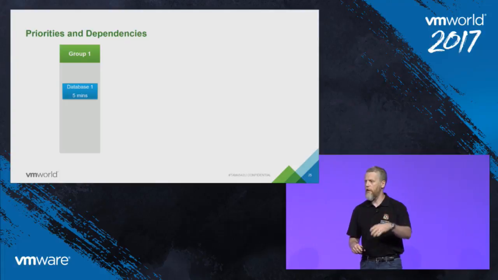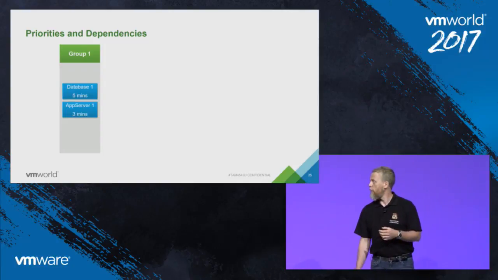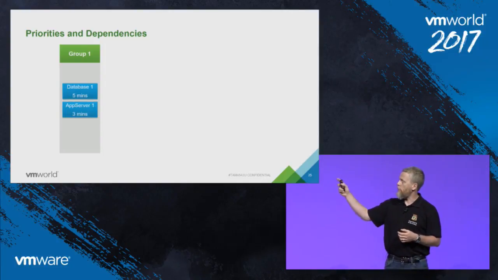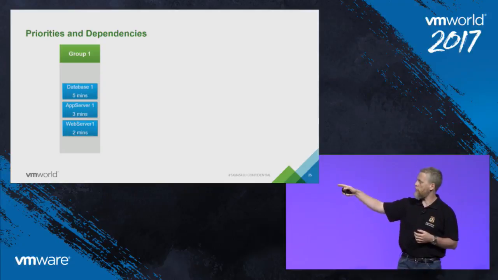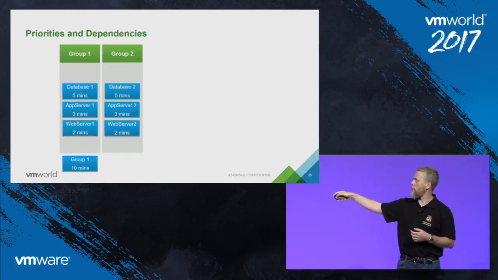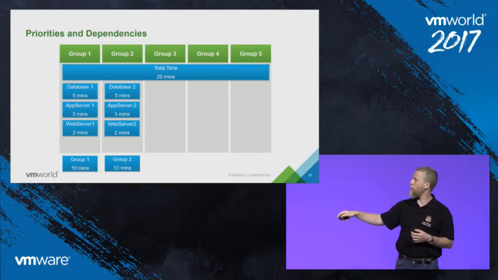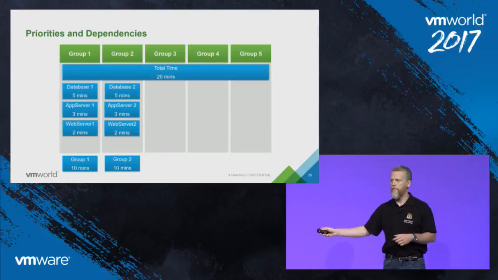Okay, so we've got 2 different applications. I'm just going to show you 2 different ways that we could organize that and how that's going to impact RTO. So we have it set up to where we put one application in group 1. The database server is going to start first, the app server second, the web server third. That's going to take 10 minutes. And then we do the second application the same way. That's going to take another 10 minutes. Our recovery plan just took 20 minutes to run, so not too bad.